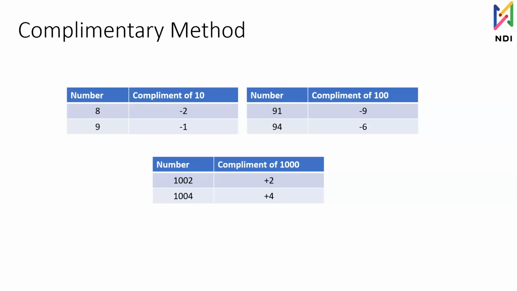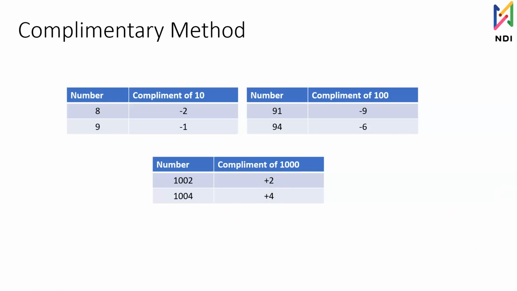Similarly, when I see the numbers 91 and 94, look at these numbers as complements of 100, right? 91 is less than 100 by 9, so because it is less, I am representing it as minus 9 here. Look at the number 1002, right? When you see this as a complement of 1000, it is an excess of 1000, so I put it as plus.